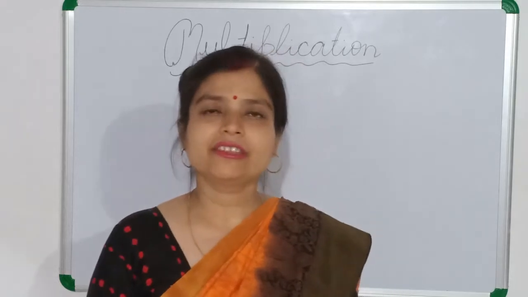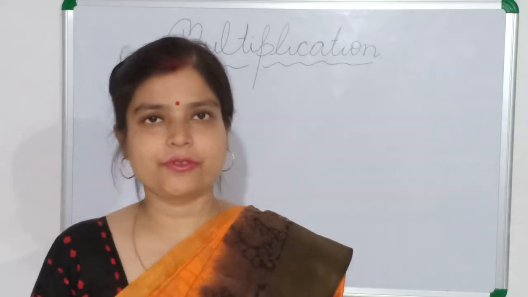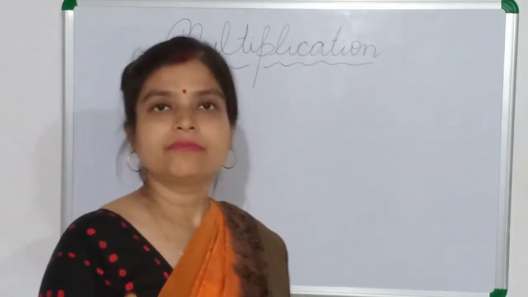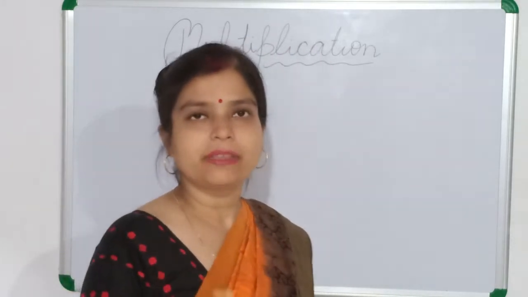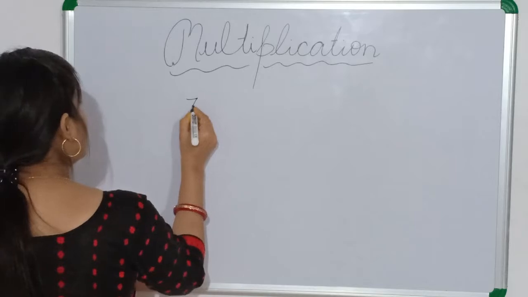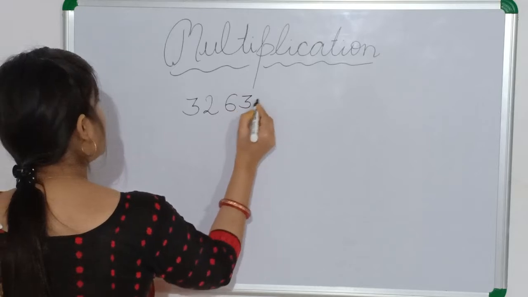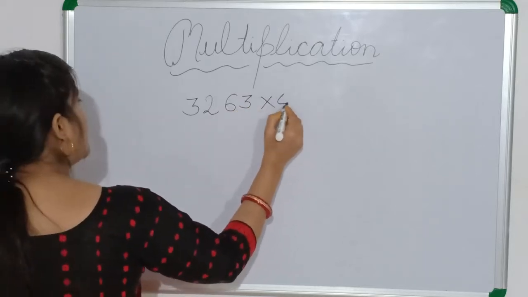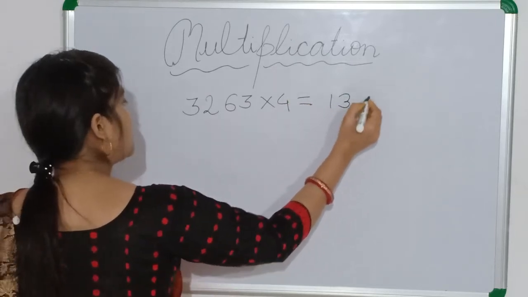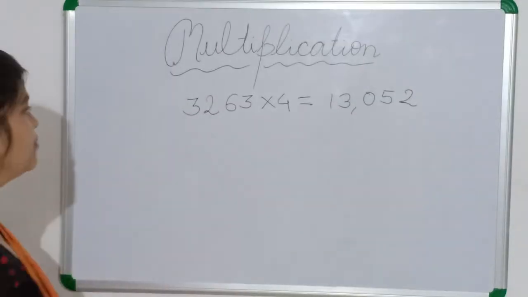Multiplication class. Children, you have learned multiplication in class 1, class 2, class 3 and now you are in class 4. So without wasting much time, let's recall some technical names which are used in multiplication. When we are multiplying two numbers, for example 3263 into 4 is equal to 13,052.